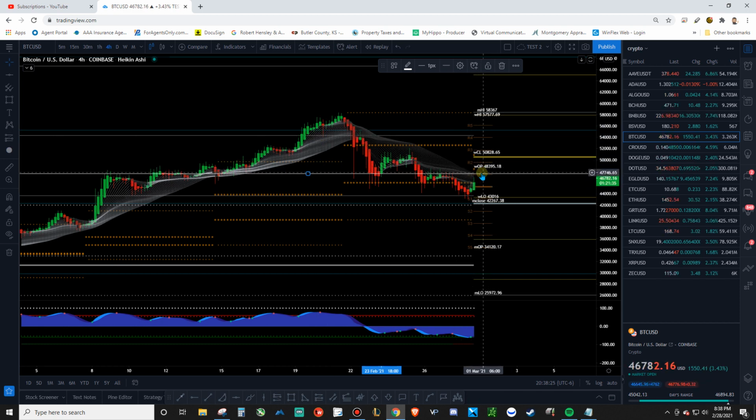So you kind of see a confluence here. This is the breakout zone that everybody's looking at. It's the R1. You got some other levels that are coming into play here.